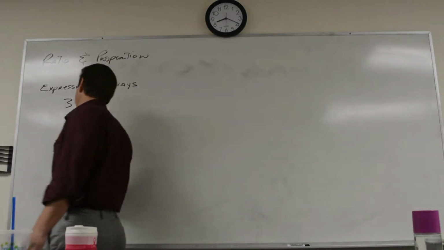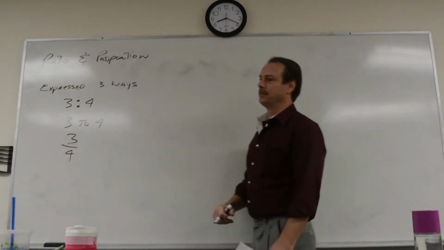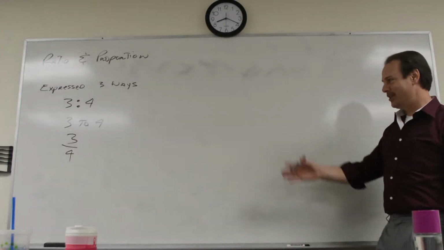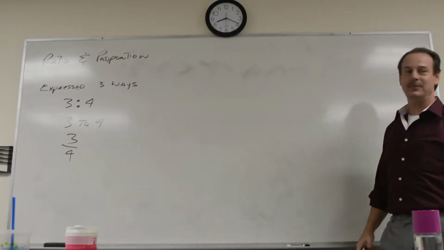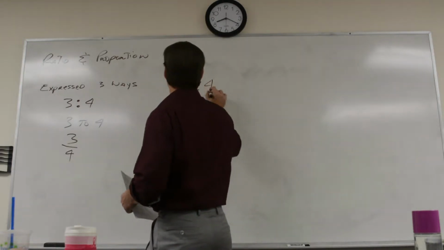The common way is 3 over 4. You recognize that, right? They say the ratio of something is 3 to 4.